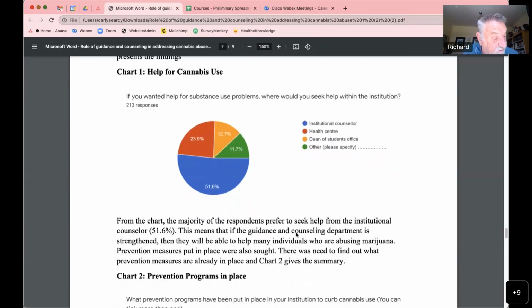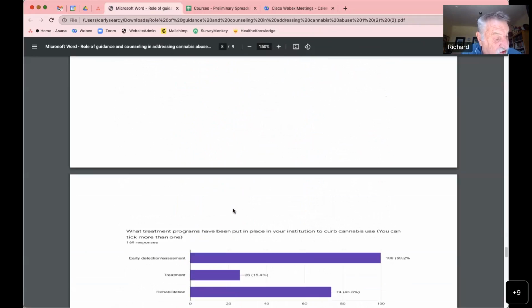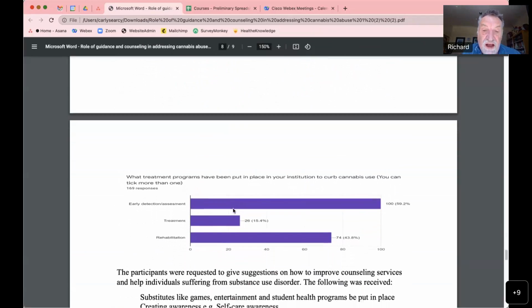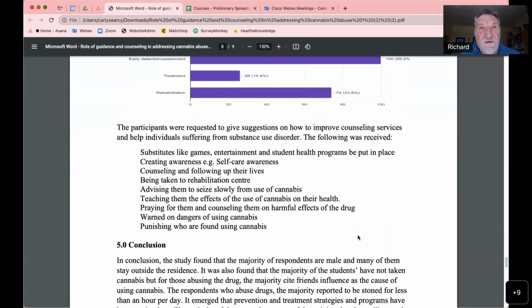Then you've got a list of the suggestions about improving counselling services. And that's very interesting. Although it's a piece of quantitative research because of the numbers you've used, you are asking them how we can do this, and I like that. I think that's a really important part of it.